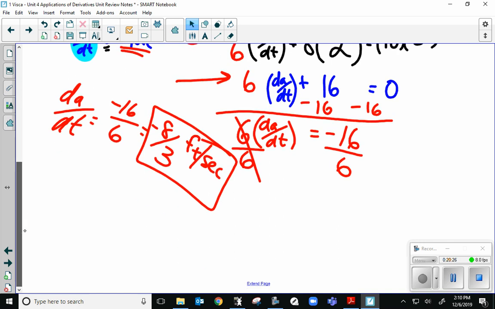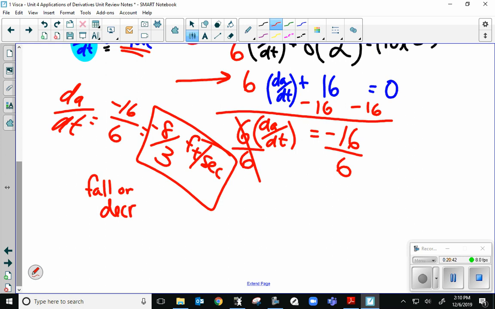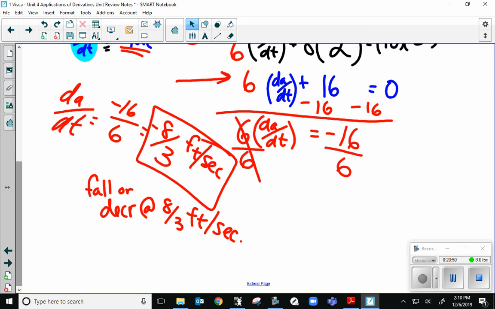You can say the change in rate of the top of the ladder is negative 8/3 feet per second. Or if we were to answer it like a normal human being, it would be falling. The top of the ladder is falling, or the rate is decreasing at 8/3 feet per second. So negative 8/3 feet per second, or the ladder is falling, or that distance from the top of the ladder to the ground is decreasing at 8/3 feet per second.